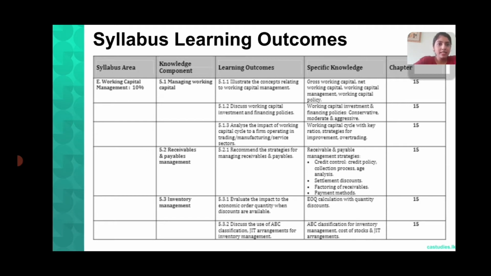And then finally, they want you to discuss the use of ABC classification, JIT arrangements, which is just in time, for inventory management. So it's connecting with the previous concepts that we learned, but in a more accounting way over here, which is management accounting. All right, so it's more of mathematical calculation based on logic and based on the theories developed in your syllabus. So they are all covered in chapter 15. All right, let's move on to the next.